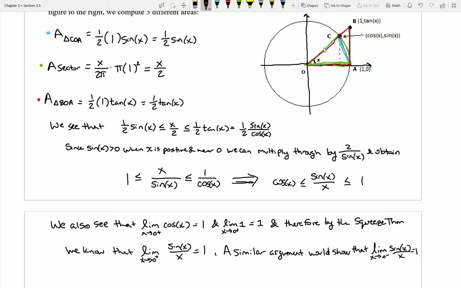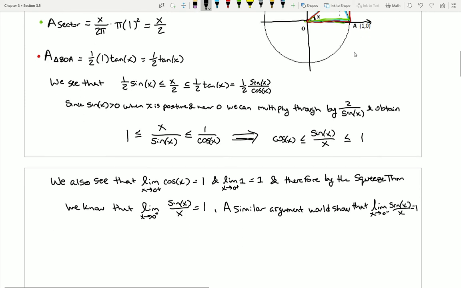And I could do that by just imagining taking this picture and flipping the colored space so it would be down here in quadrant number 4. So I'd be approaching 0 from below 0. And so if both the limits from the left and the right are equal to 1, we could say that the limit as x approaches 0 from both directions is actually going to be 1.